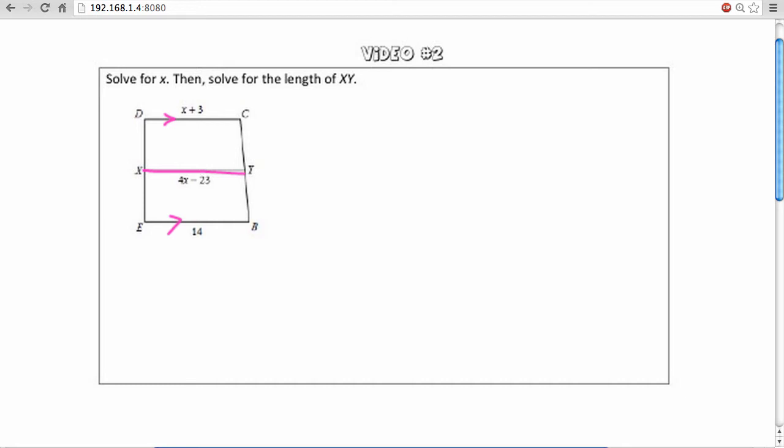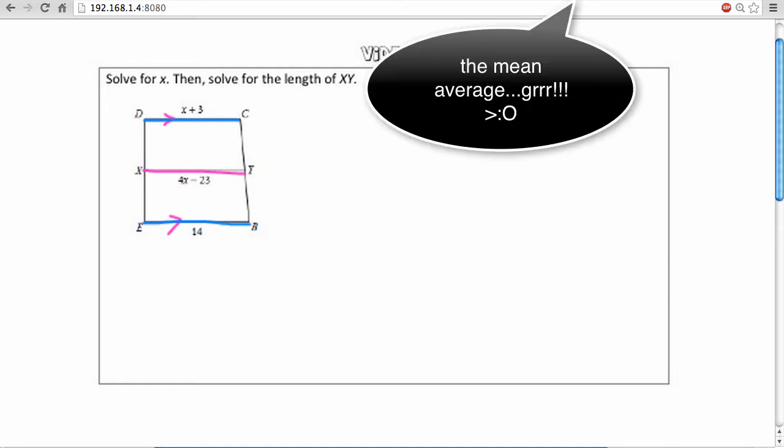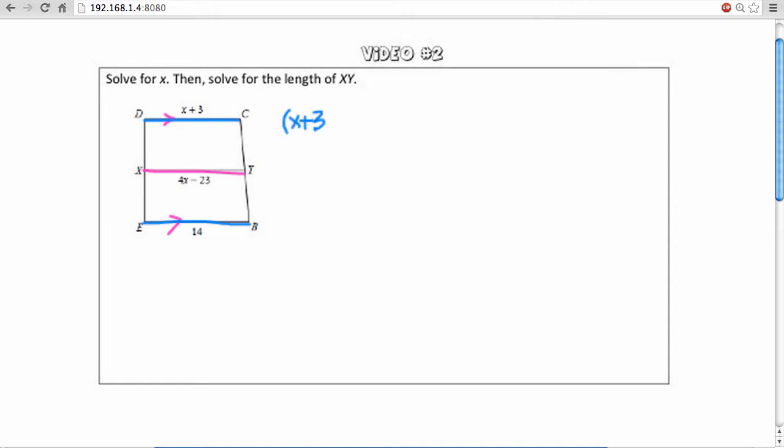XY. We know that this segment is the average of the two bases of the trapezoid. So the two bases are going to be those that are parallel to each other. So DC and EB are the two bases of your trapezoid. Now again, it's the average of these two lengths. When we're talking about average, we're talking about the mean average. So to find that, we're actually taking both bases, adding the values together, dividing by 2. That's what we talk about when we talk about mean average.